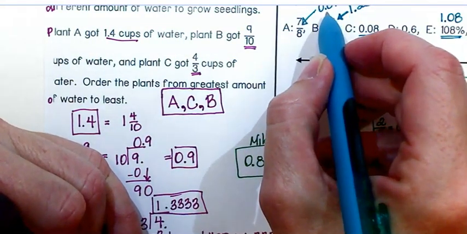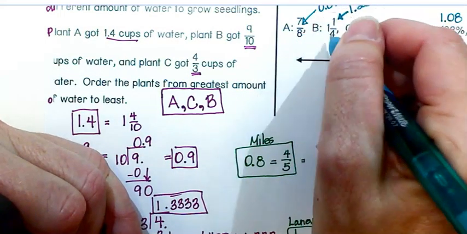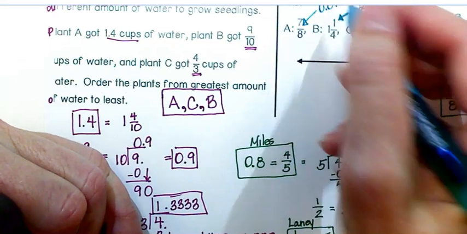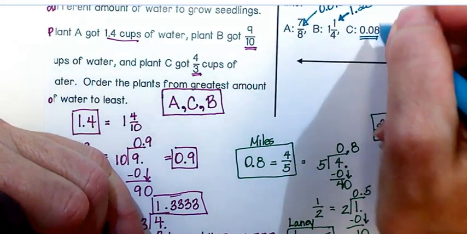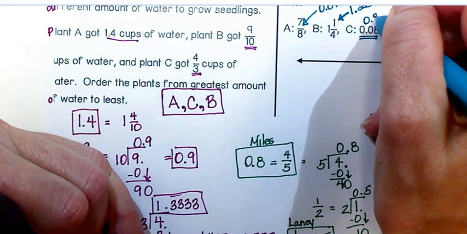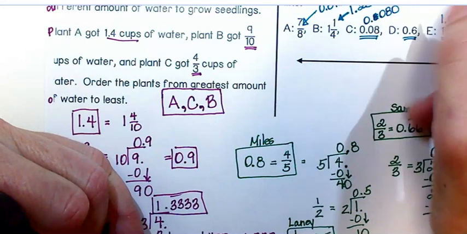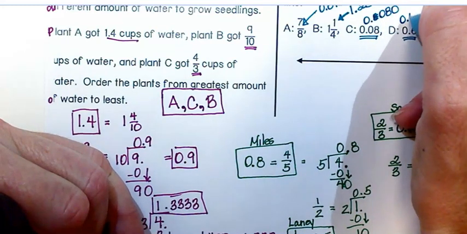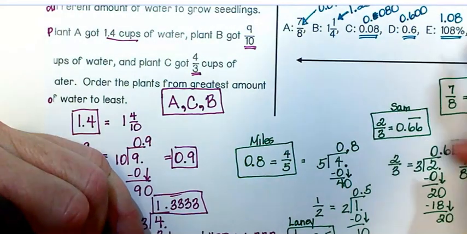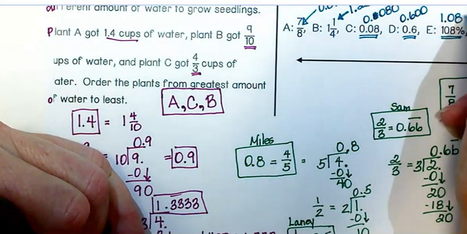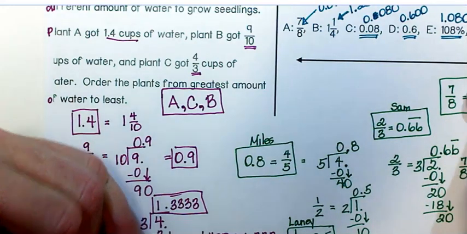Because this one's got 3 decimal places, let's go ahead and just make all of them into 3 decimal places. This is 0.875. This would be 1.250. This would be 0.080. This would be 0.600. We're just adding zeros to make them all have 3 decimal places. 1.080. 0.950. Okay.